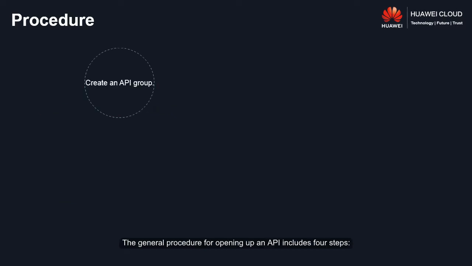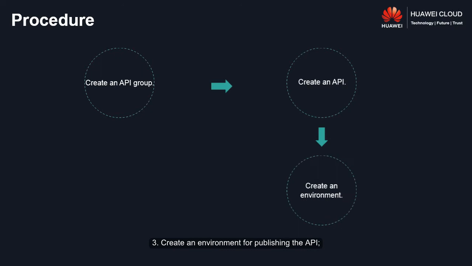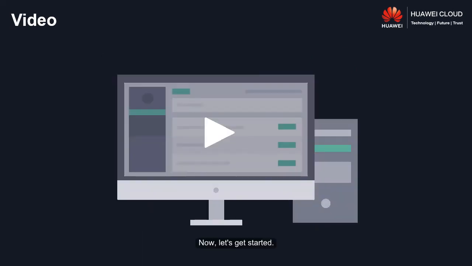The general procedure for opening up an API includes 4 steps. 1. Create an API group to manage your APIs. 2. Create an API under the API group. 3. Create an environment for publishing the API. 4. Publish the API in the created environment. Now, let's get started.